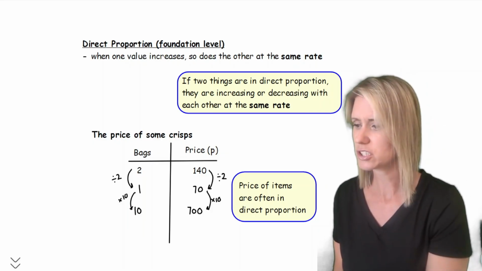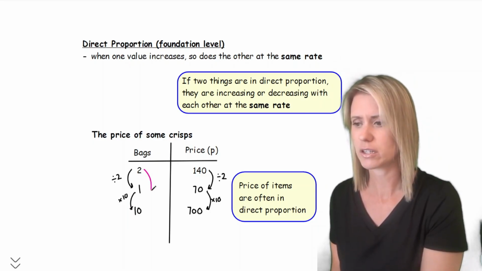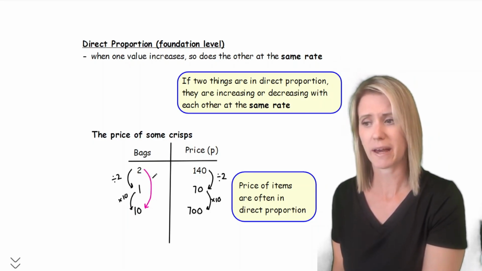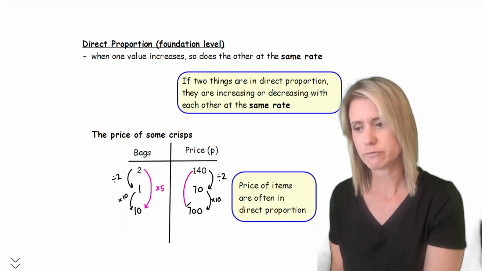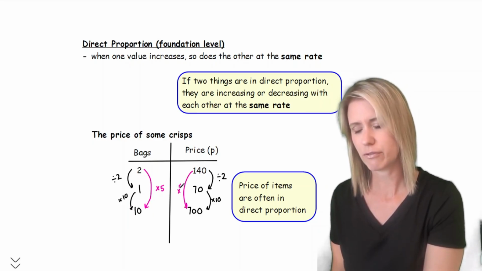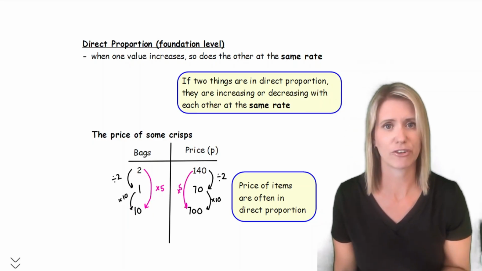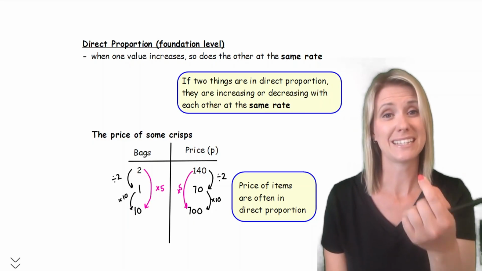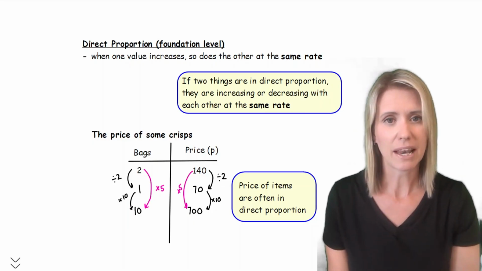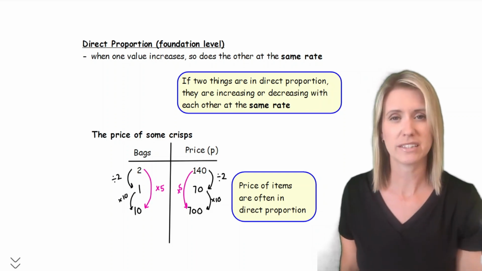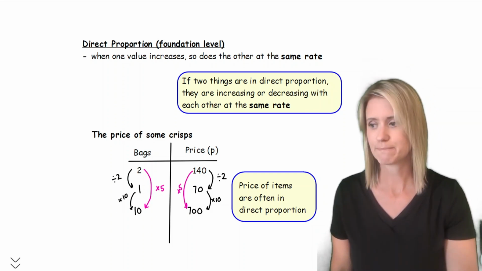Now, it's worth just mentioning here, however, I could have gone straight from the 2 bags to 10 bags by multiplying by 5. 140 multiplied by 5 would have got me straight to that 700 as well. Sometimes it's easier to go down to 1 unit, other times it isn't. So let's look at some other examples of where direct proportion is used.